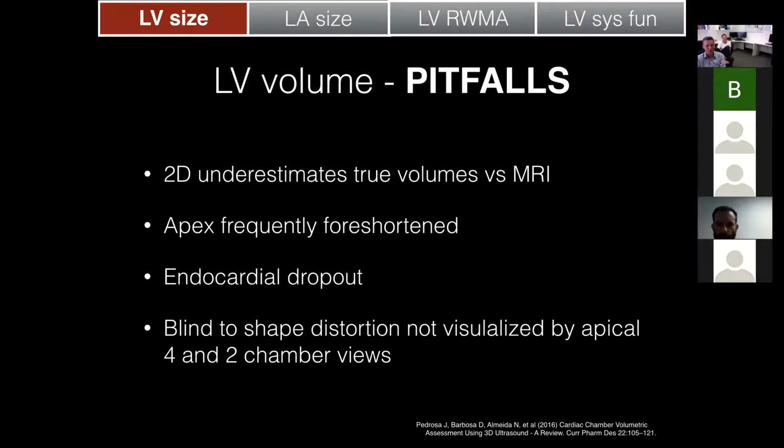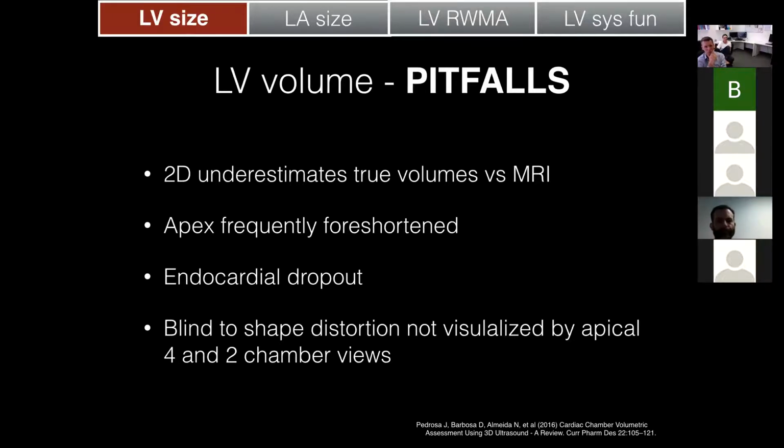All right. So as well as ejection fraction from the Simpson's biplane, we can also get our volumes. Volumes are a bit rubbish compared to the reference standard of MRI, and they're always going to underestimate it by about 5 to 10 mils.